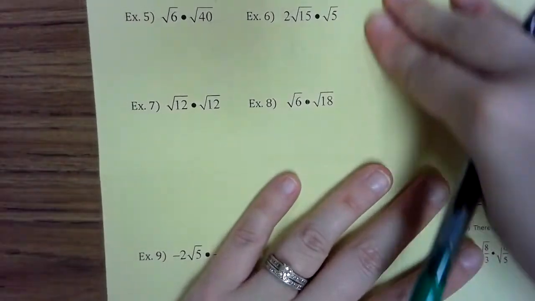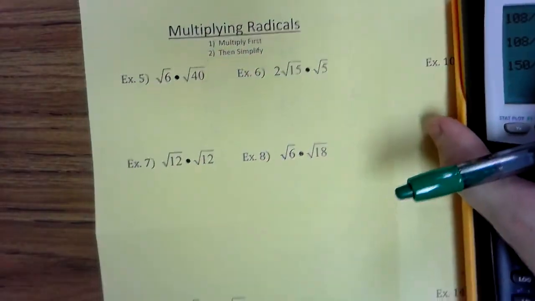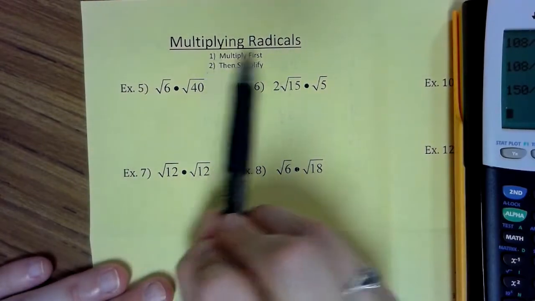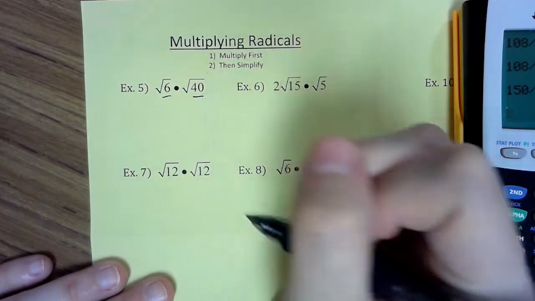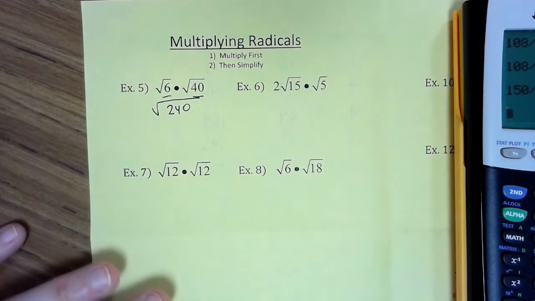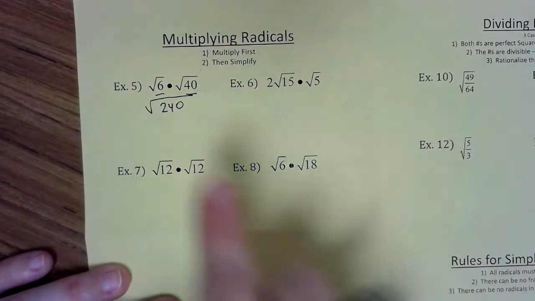So if I wanted to take it up a notch, I could multiply two radicals together. And so really this doesn't make it that much more difficult. All you're going to do is multiply first and then simplify. So you're going to just literally multiply the numbers that are under your radical. 6 times 40 is 240. Stick them back under the radical and then simplify. Okay, so I've turned this now into the square root of 240.